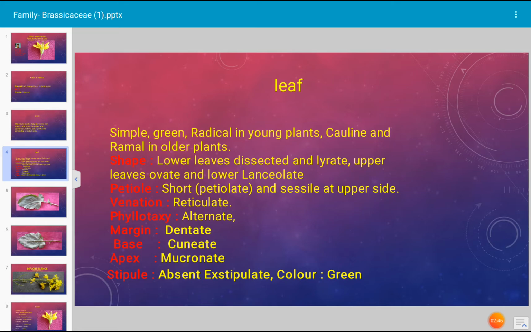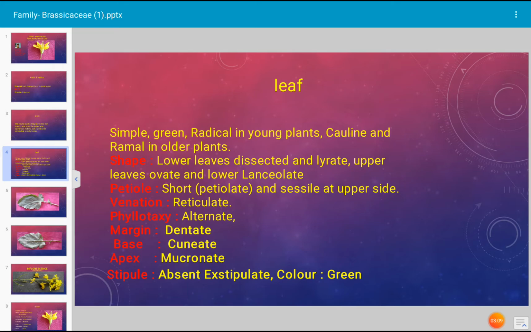And how is the venation? Venation is reticulate. Reticulate venation occurs in dicot plants. How is the phyllotaxy? What is phyllotaxy? It is the arrangement of the leaves on the stem and branches. Phyllotaxy is alternate.